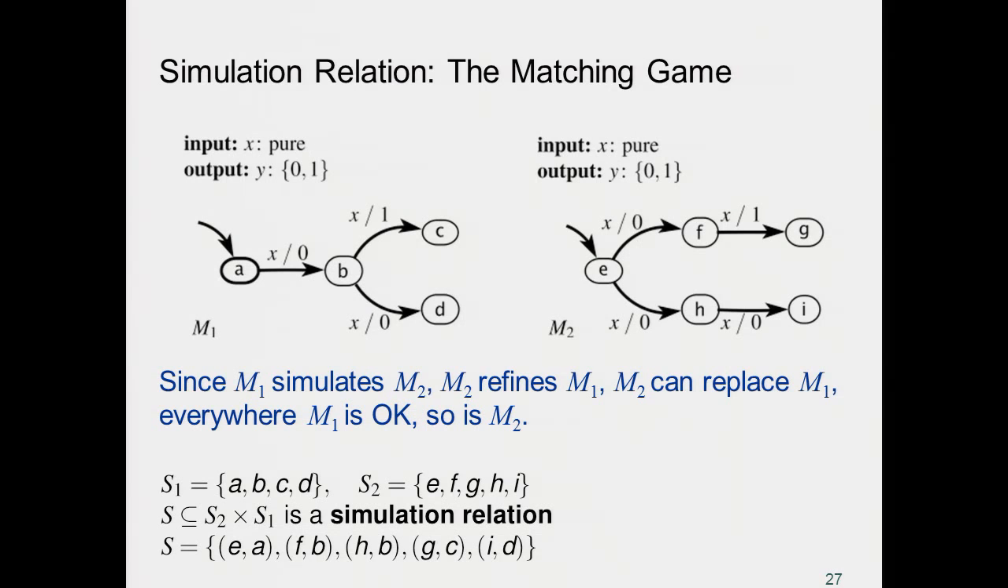So since M1 simulates M2, M2 refines M1, M2 can replace M1. Everything that is okay for M1 is okay for M2. And so we say that this pairing of EAF, BHP, GC, ID is the simulation relation for the pair of machines, where M2 is the secondary machine, the machine that I'm going to replace M1 with. So it goes in this direction. A simulation relation exists because I always let M1 make its first choice, and then M2 follows.